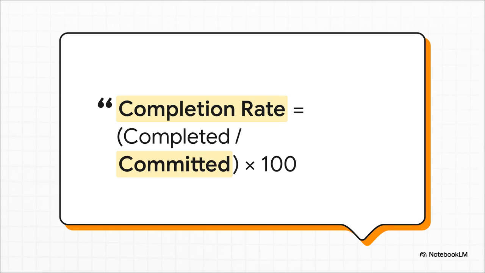And that whole comparison gets boiled down to one simple, powerful number: the completion rate. The math couldn't be easier. It's just what you completed divided by what you committed to. That's it. It's the ultimate gut check. It answers the question, did we do what we said we were going to do? And when that number is consistently high, you know you've got a healthy, predictable team.